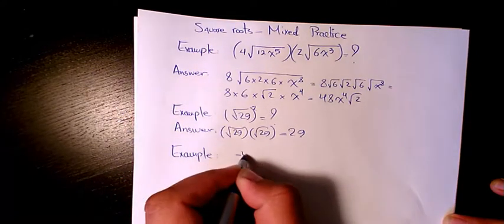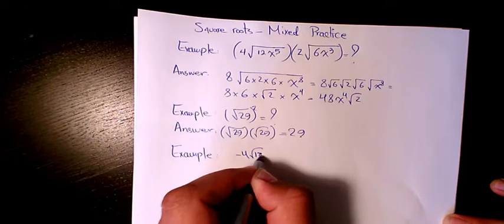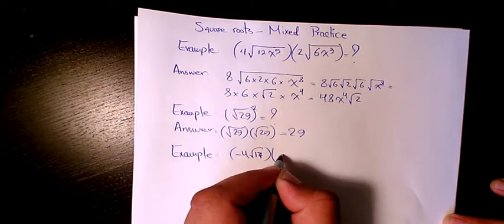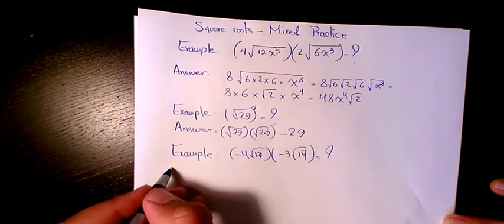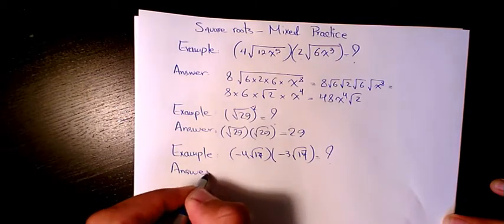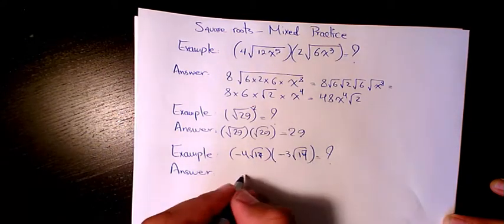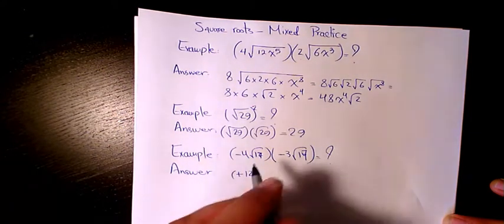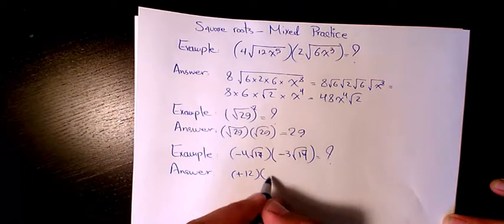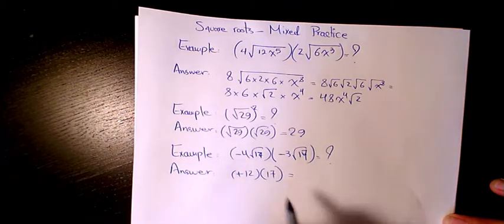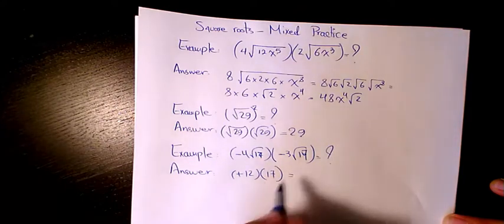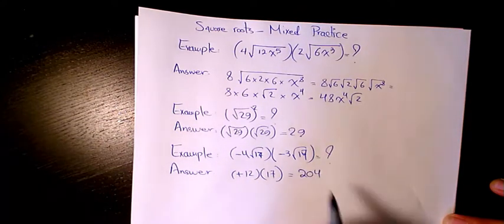is negative 4 root 17 times negative 3 root 17. Answer is negative 4 times negative 3 is going to be positive 12. Root 17 times root 17 is going to be just 17. 12 times 17 is going to be 204.